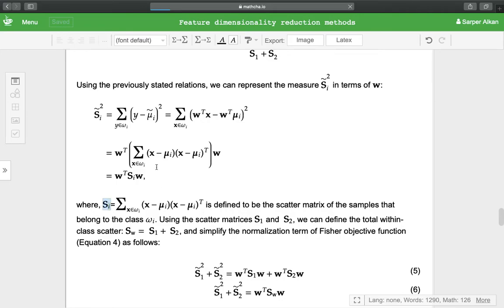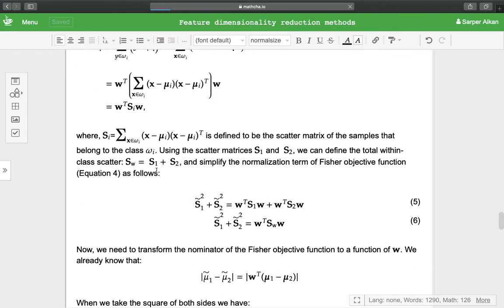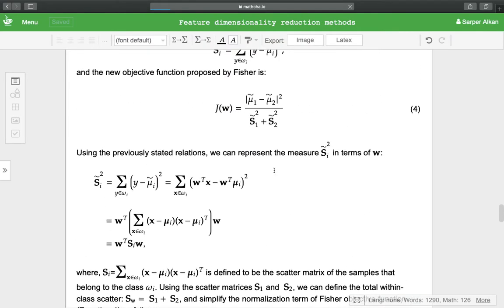where S i is defined to be the scatter matrix of the samples that belong to class omega i. Using the scatter matrices S1 and S2, we can define the total within-class scatter, which is the sum of them, and simplify the normalization term of the Fisher objective function as follows. So we try to simplify this term.